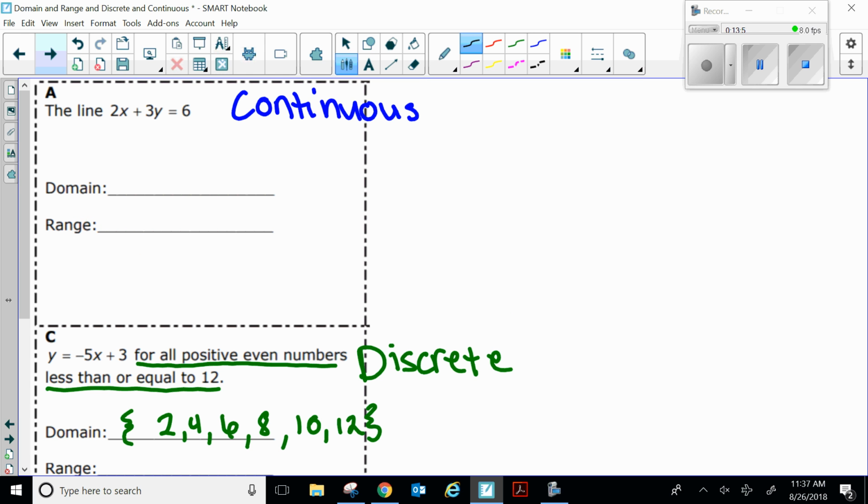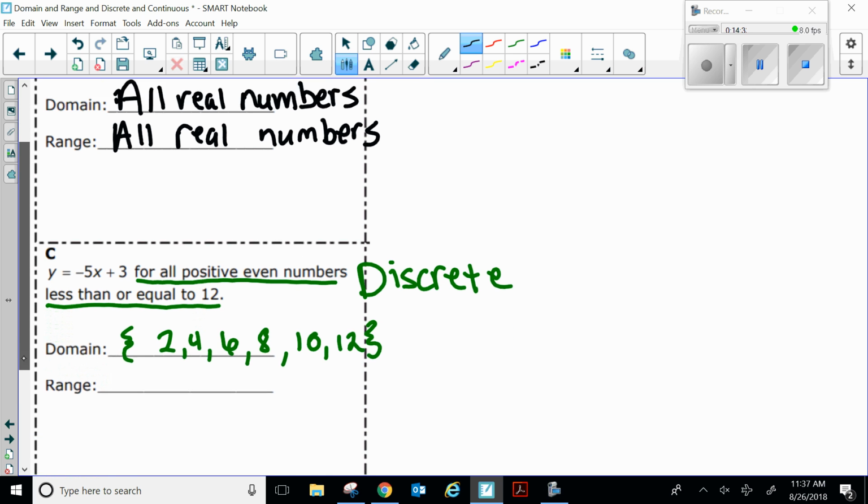Okay, our last relationship. So we have a line, the domain. If I'm looking at 2x plus 3y equals 6, a continuous relationship, I don't know a beginning or an end. It tells me no specific start or no specific end. So my domain, we're actually going to say is all real numbers. My range, again, we don't know a specific beginning or a specific end. So again, we're going to write all real numbers.